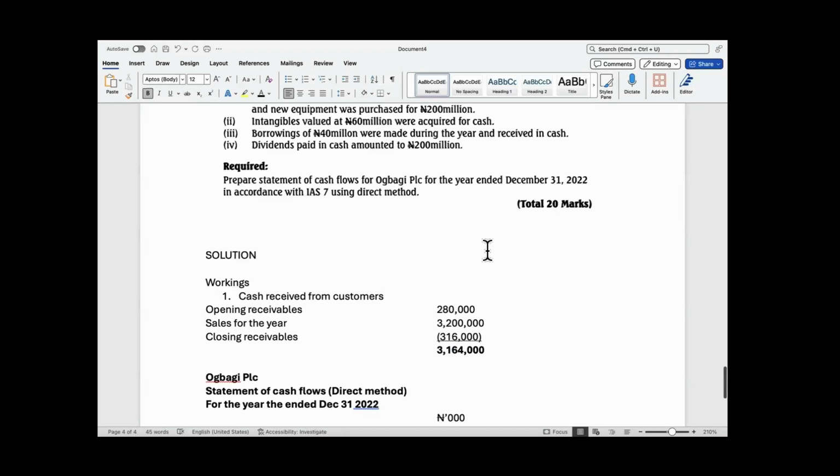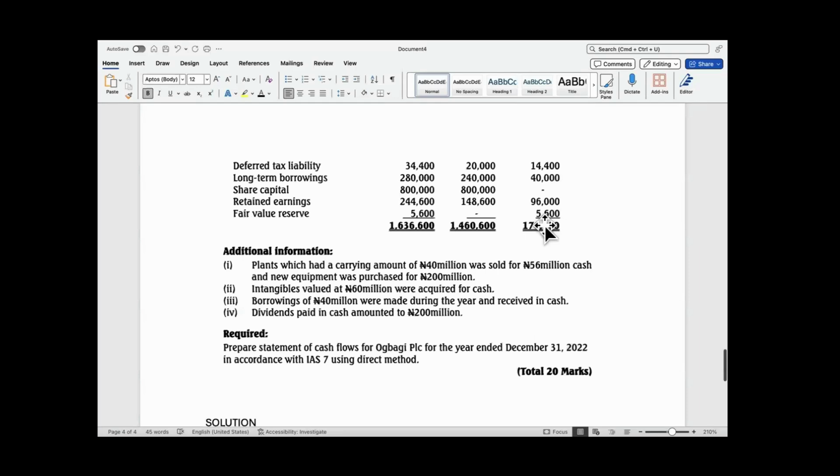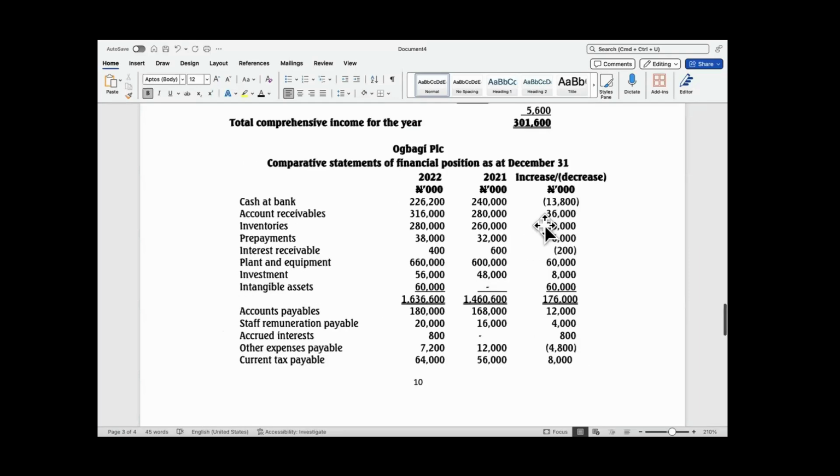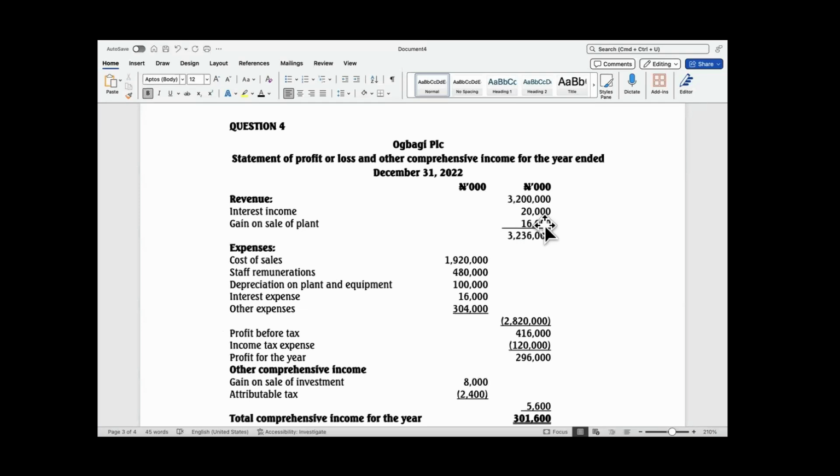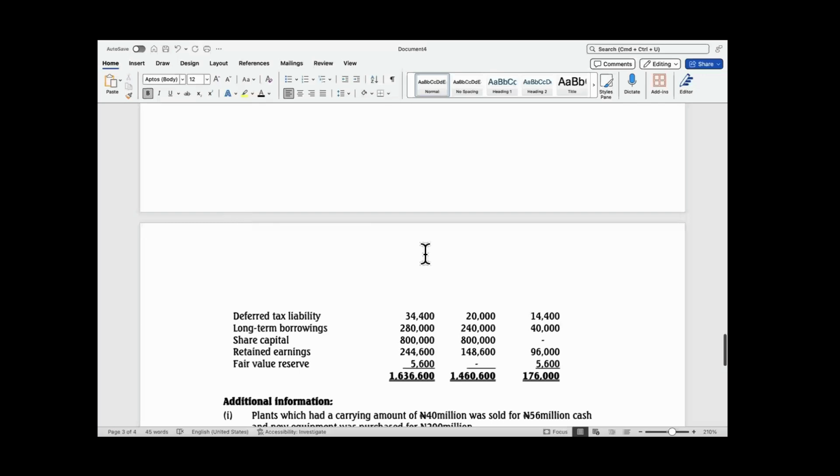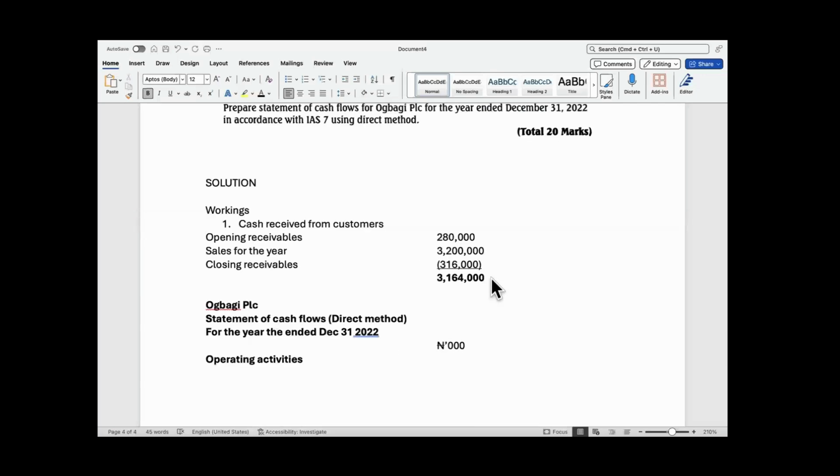Either you do this or you just use that simple approach. This 36,000, just take out this 36,000 from 3.2 million, gives you the same thing. But the beauty of this is that this is how you extract the cash element from every other item. It is this methodology. So if you just get used to this one, you're done. Is that clear, everybody?